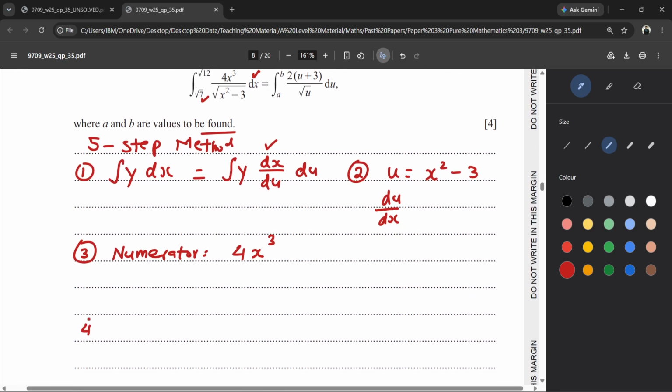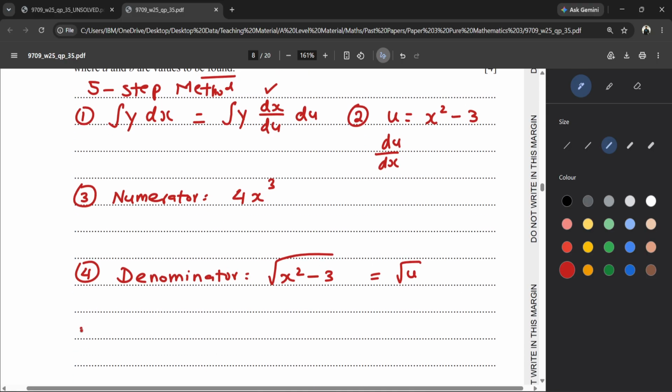After that, step 4 will be to change the denominator. My denominator is square root of x squared minus 3, and I have to write this as well in terms of u. This one is pretty simple because we already know u is equal to x squared minus 3, so this will be square root of u. Then step 5 is going to be to change the limits. So I need to find out what will be my new limits, which will be in terms of u.